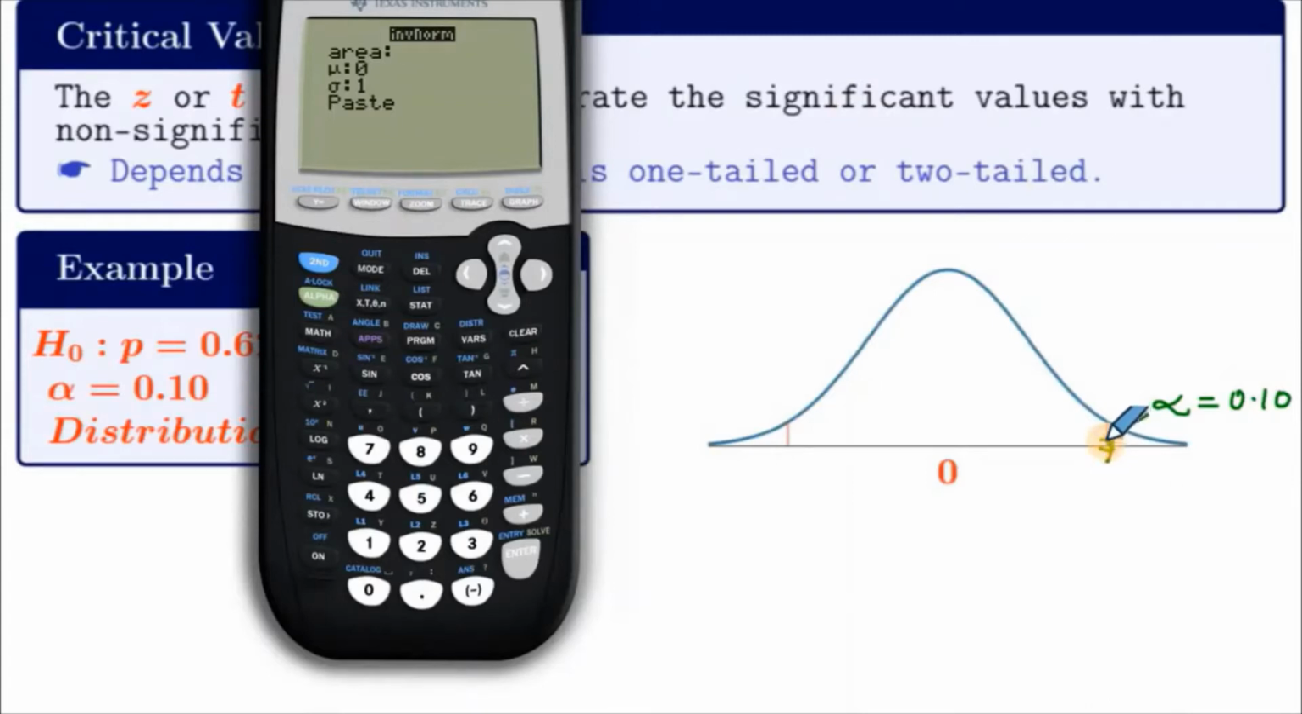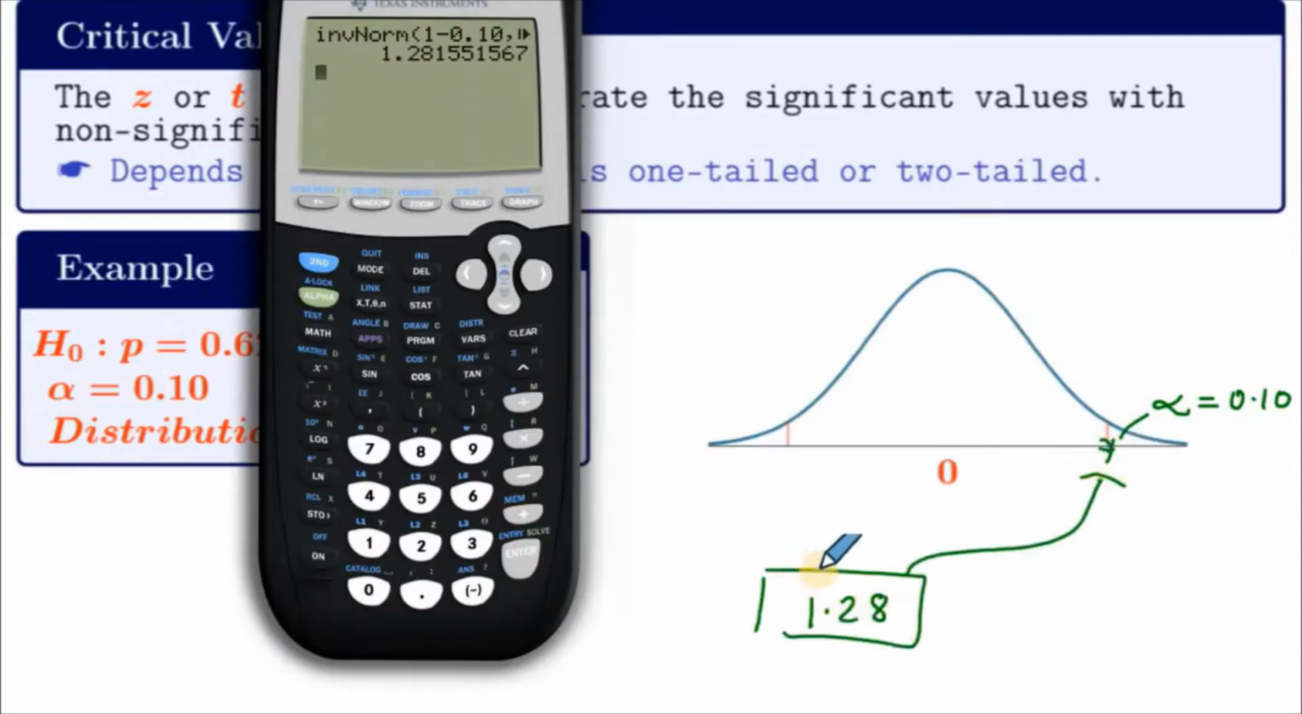Since we are trying to find this point here, calculator takes area to the left. So basically it would be 1 minus 0.10. Since we know this area over here, this area to the left should be 1 minus 0.10. Our mu is 0 and sigma is 1. Then come down here, then hit enter. Therefore, the critical value is 1.28. This point here is 1.28.